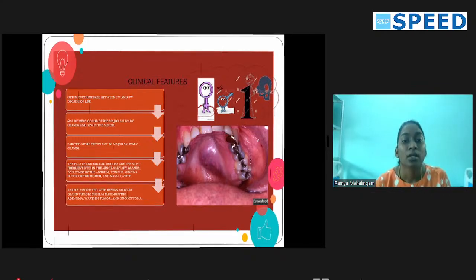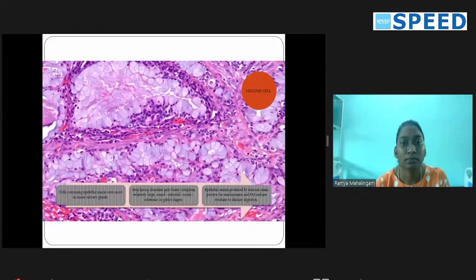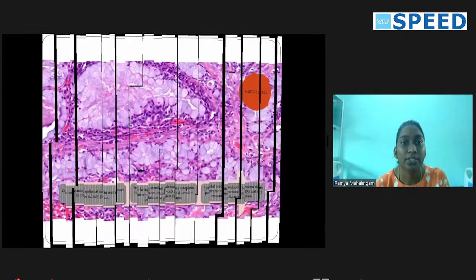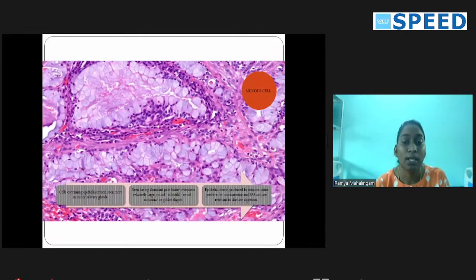Okay, so moving on to the next thing, which is the cells. Histopathologically, for every salivary gland lesion, you should know the histopathological composition of these salivary gland tumors. Here the cells more commonly seen are the mucous cells.